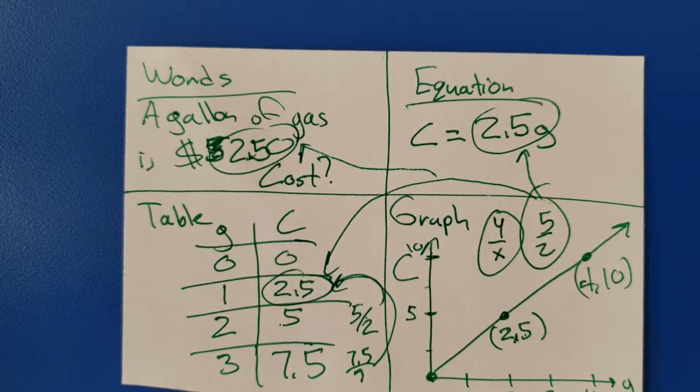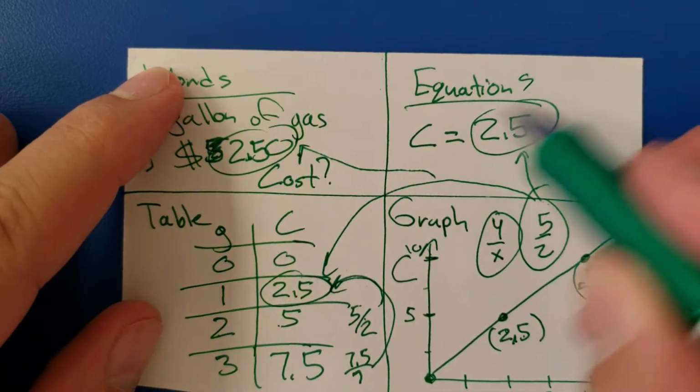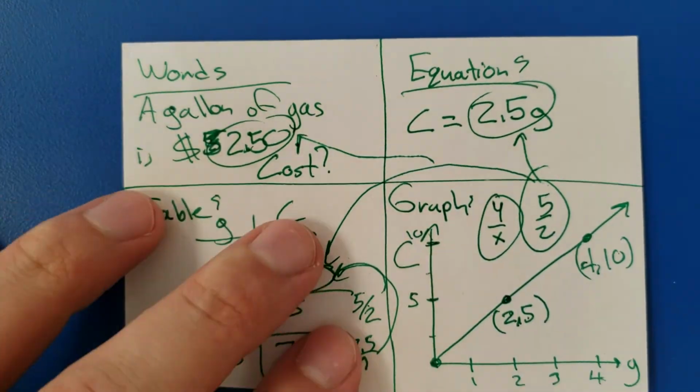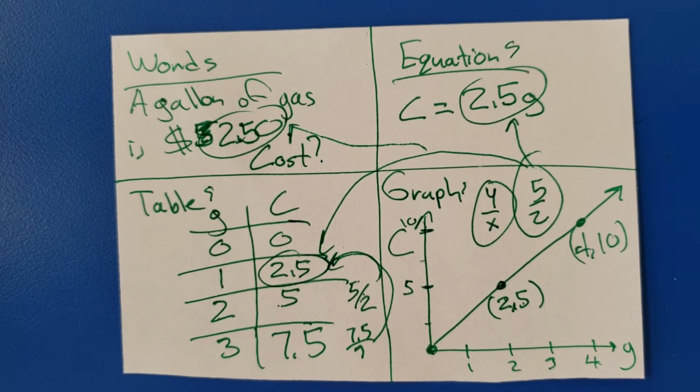So that's how you go back and forth between words, equations, tables, and graphs. All right, cool. That's the end of 1-9. We'll see you in class.